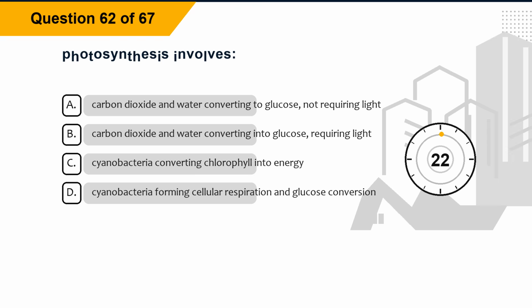Question 62. Photosynthesis involves: option A, carbon dioxide and water converting to glucose, not requiring light. Option B, carbon dioxide and water converting into glucose, requiring light. Option C, cyanobacteria converting chlorophyll into energy. Option D, cyanobacteria forming cellular respiration and glucose conversion.